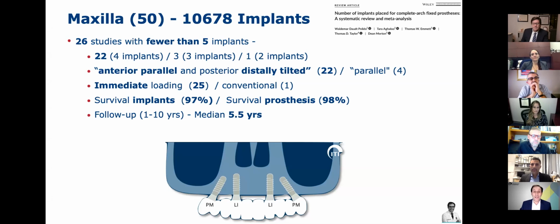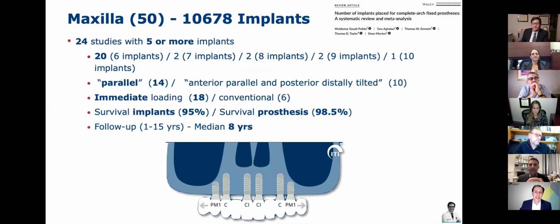Again, immediate loading in 25 out of the 26 studies, and even all with provisional prosthesis, important to mention. And survival of the implants was 97%, and of the prosthesis 98%, and that is the final prosthesis. So again, a median follow-up of 5.5 years. Interesting though, is that in the maxilla, 24 studies had 5 or more implants. So it's almost a tie. Out of the 24, 20 were 6 implants. So 6 implants seems to be the preferred configuration for the maxilla.